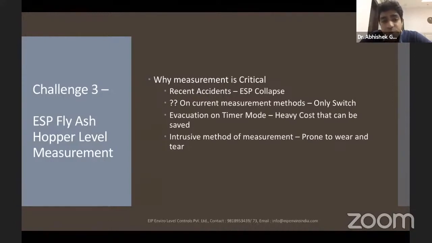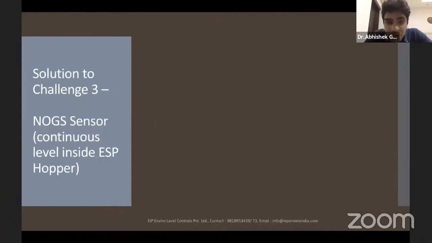Then again, the fourth point of criticality is that whatever measurement principles we are using are intrusive type. What I mean by intrusive is that it is installed within the ESP hopper. Anything installed within the ESP hopper is prone to wear and tear. The reason being, the fly ash in the ESP hopper is at high temperature, there is a lot of electrostatic charge, and plus ash has its own abrasive nature. So all these points make it very critical to have a very robust system for ESP ash hopper level measurement.